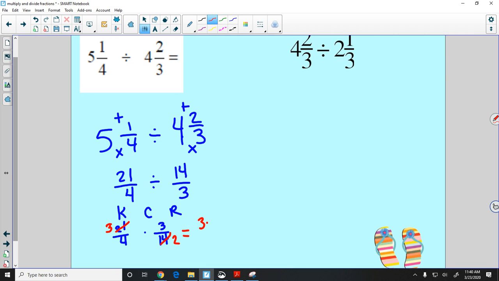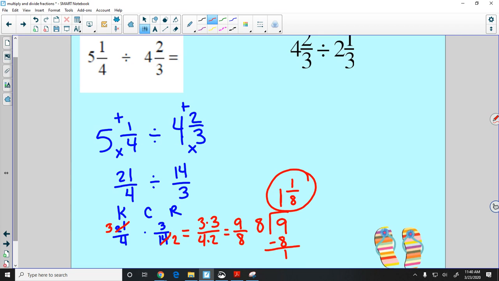3 times 3 and 4 times 2. 3 times 3 gives me 9. 4 times 2 gives me 8. When I divide, 9 divided by 8, 8 will go into 9 one time. When I subtract 1, my remainder is now my numerator, and my divisor is my denominator. So my final answer is 1 1/8.